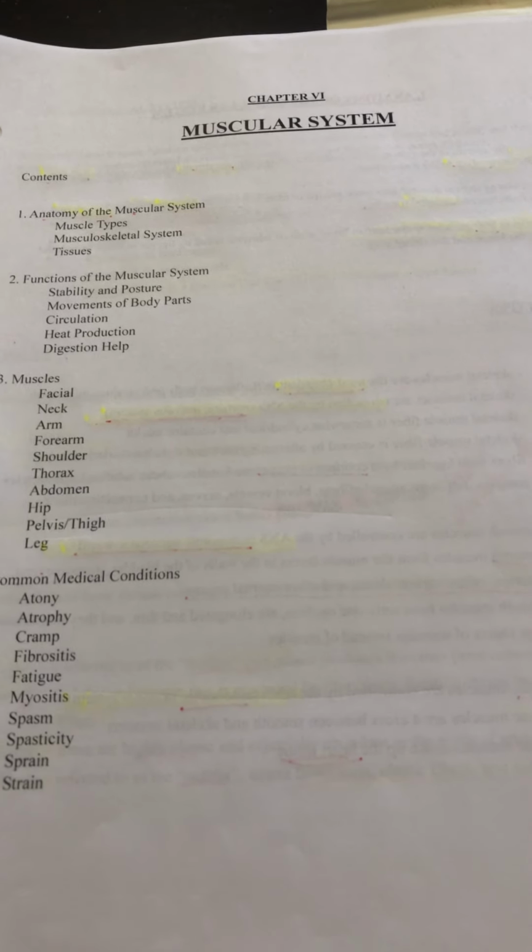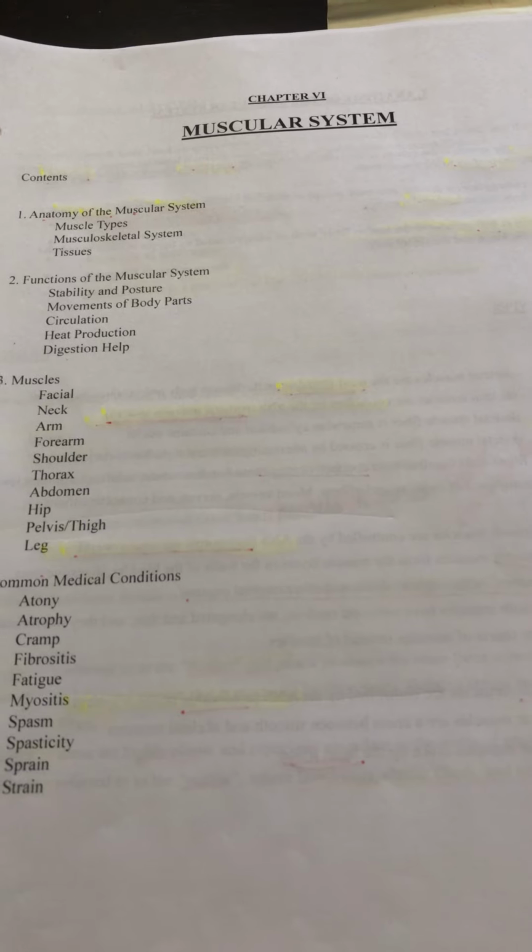Okay. Chapter 6, Muscular System. Anatomy of the muscular system. The muscular system is the system of the body that allows for movement. It provides balance, strength, and posture to the human body.